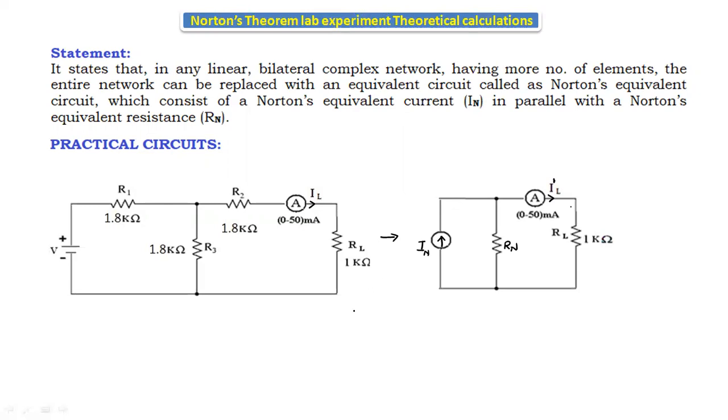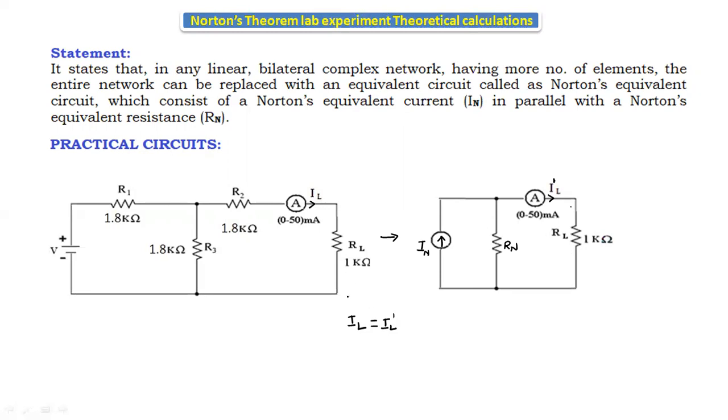After calculating the equivalent circuit, we have to verify that IL, the current passing through this branch for the given circuit, is equal to the current passing through the same branch after calculating the equivalent circuit. We have to verify this theoretically. IL should be equal to IL dash, then we can say that Norton's theorem is verified.